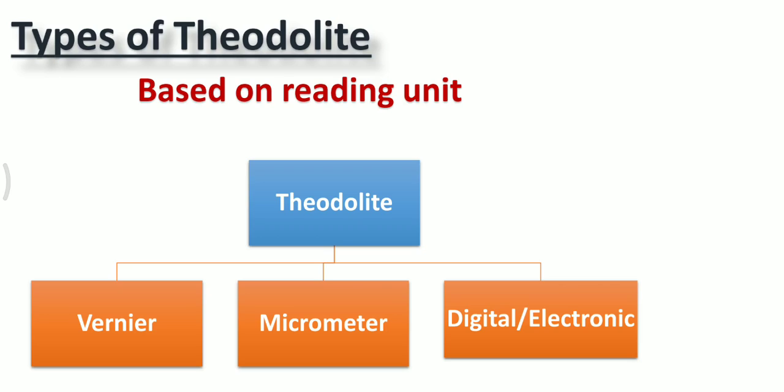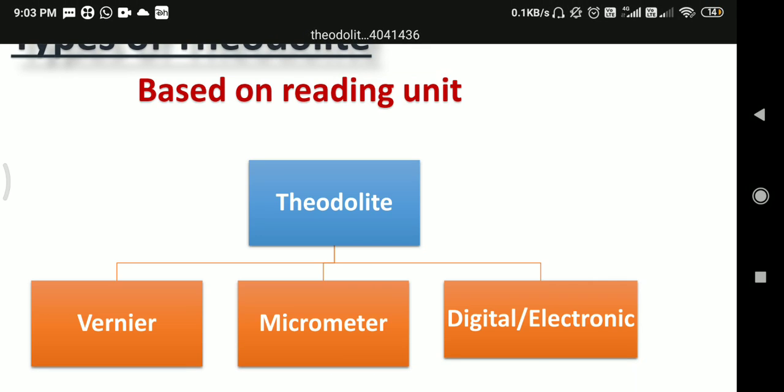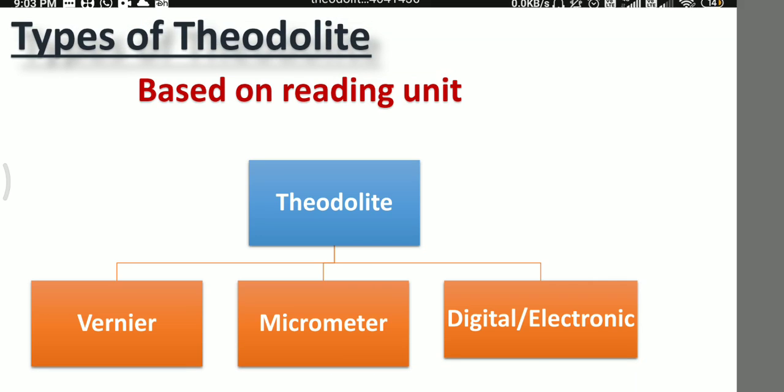In the first two classifications, taking a physical reading is essential, but in the case of a digital theodolite we only need to bisect the object. The reading of the horizontal angle and vertical angle is displayed automatically by the theodolite. So there is no need to take micrometer reading and vernier reading. The reading will be displayed automatically on the display of the digital theodolite.